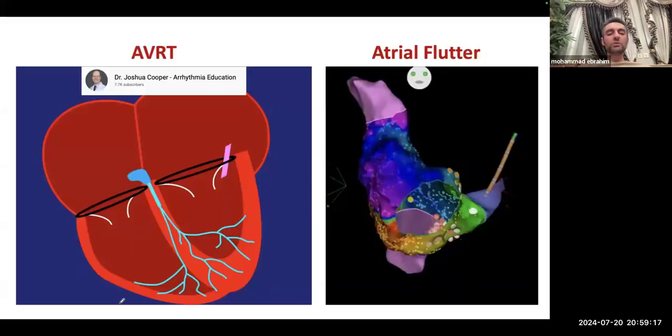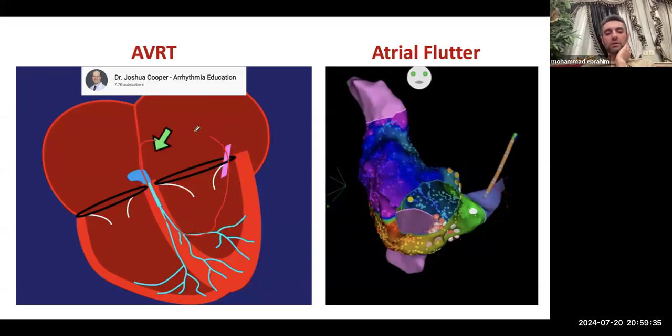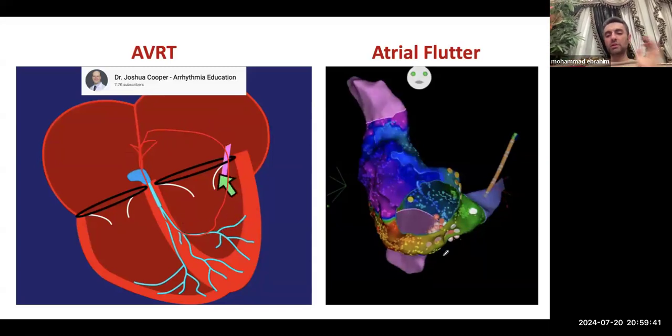So this is probably Dr. Joshua Cooper. He's an adult electrophysiologist, but has a very nice YouTube channel that you could see as well. This is how the circuit goes in AVRT. It goes down the AV node, up a pathway. Down the AV node, up a pathway. Okay guys?